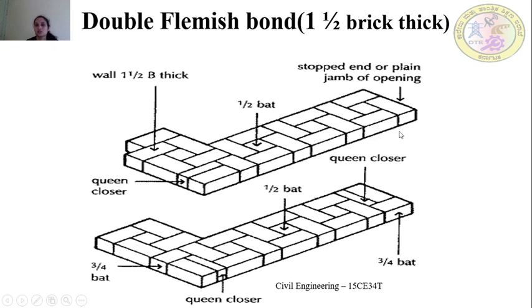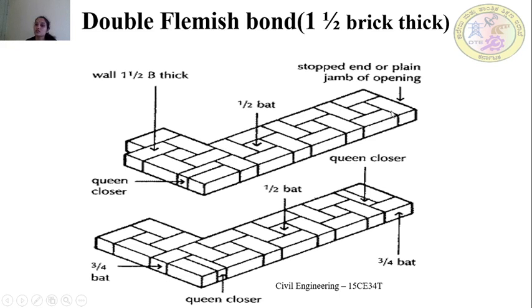Let's start with this double Flemish bond 1.5 brick thick. Since this is the Flemish bond, the stretcher and header are being placed. Next to the quoin header, queen closure should be placed. And here the 3/4 bat has been placed. Here we have placed the 3/4 bats to adjust the joint.